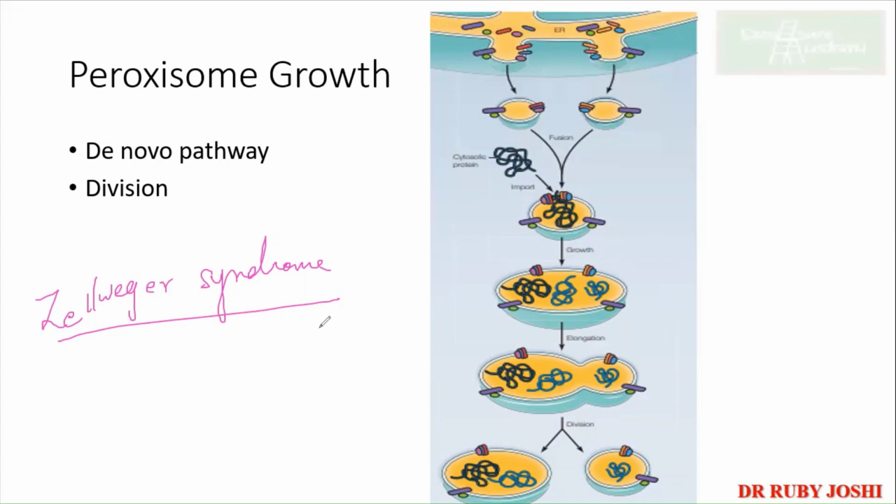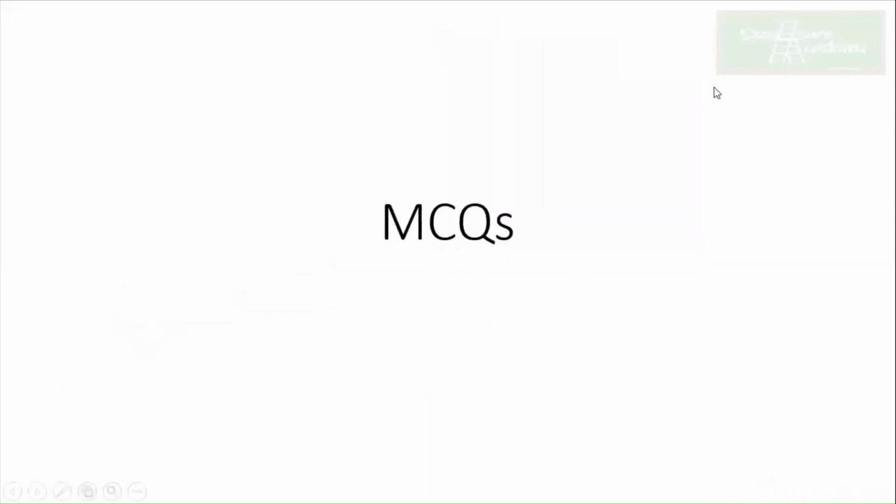So Zellweger syndrome, like why it is happening, ऐसा कौन सा enzyme peroxisome का है जो mutate हो जाता है, please study about it. बाकी इतना कुछ ज़्यादा खास important नहीं है, but this has been asked only once, so that's why I'm saying please make a short note on this. Okay, now let's start with the MCQs.